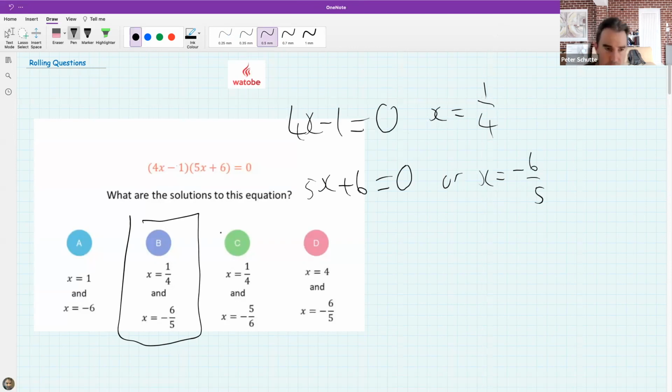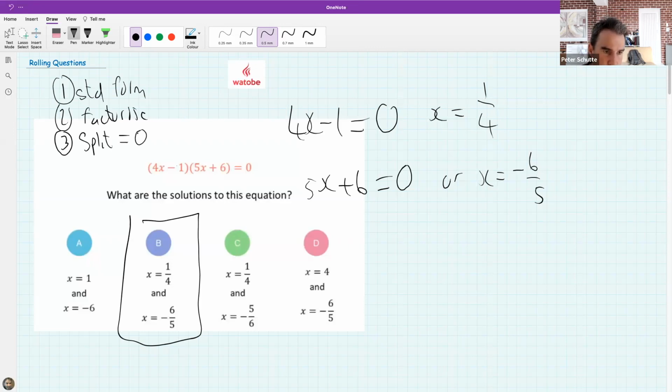Okay, have a look. In the last lesson, we spoke about a 4-step process. Step 1 was, is it in standard form? Step 2, is it factorized? Step 3 was to split and make equal to 0. And step 4 was solve.